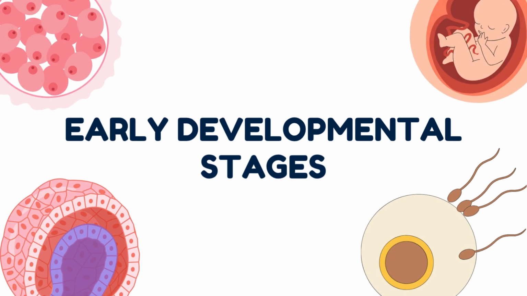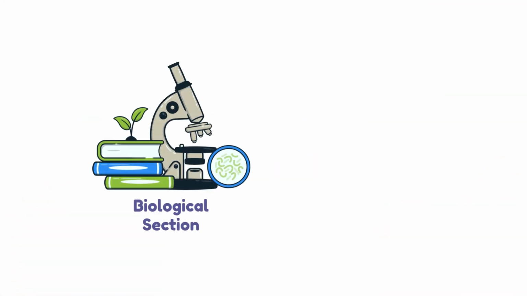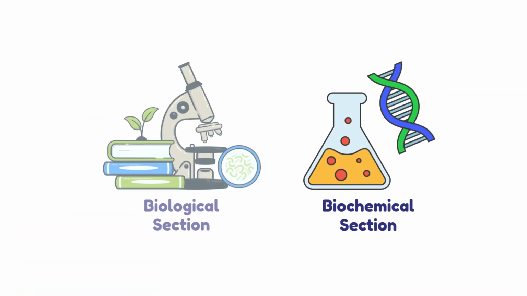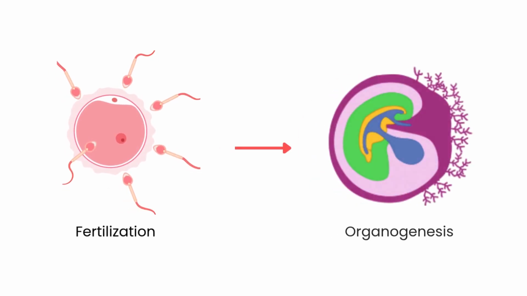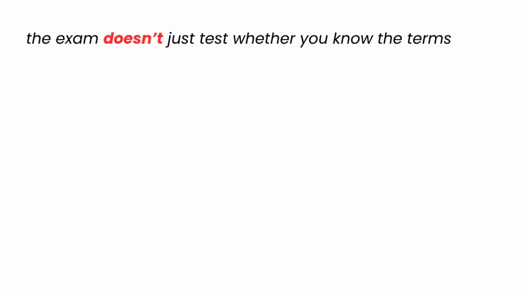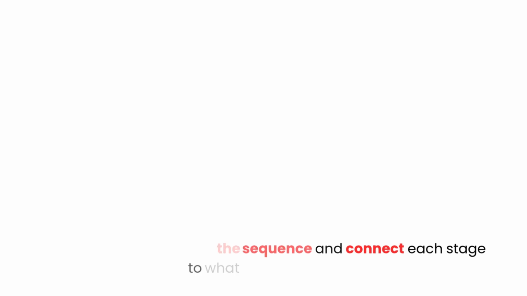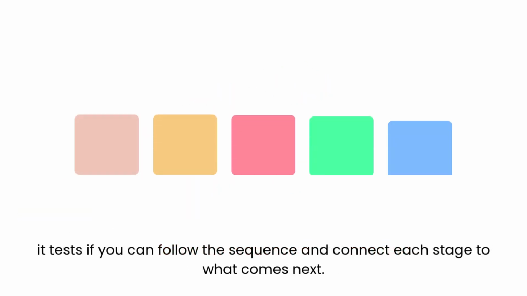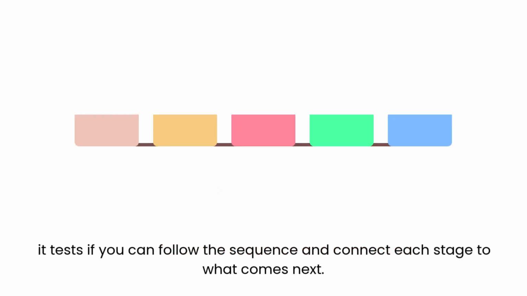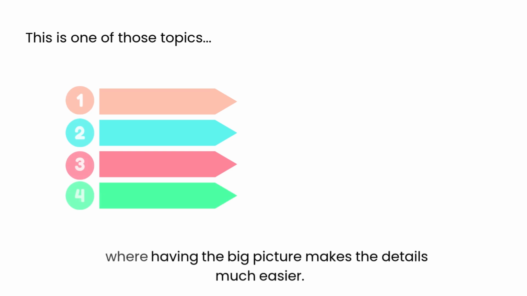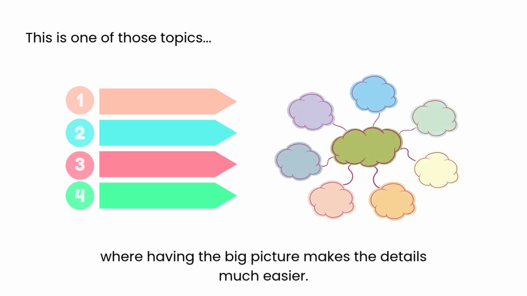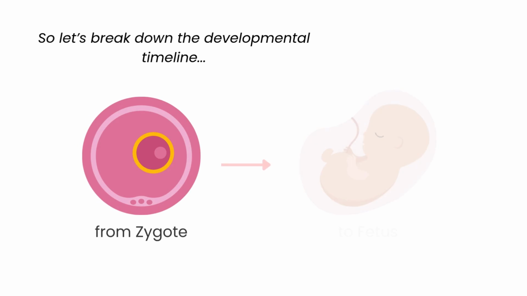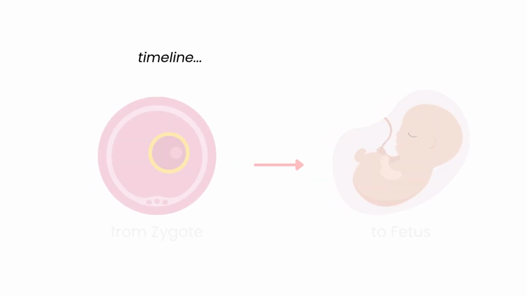Early developmental stages shows up on the biological and biochemical foundation section of the MCAT. From fertilization to organogenesis, the exam doesn't just test whether you know the terms. It tests if you can follow the sequence and connect each stage to what comes next. This is one of those topics where having the big picture makes the details much easier. So let's break down the developmental timeline from zygote to fetus in a way that sticks.